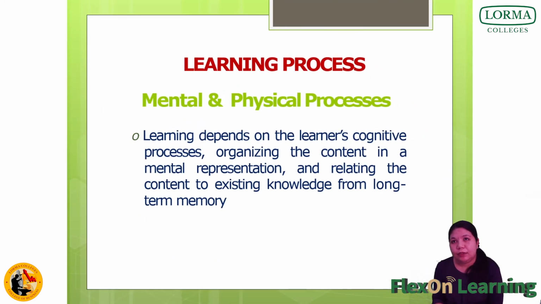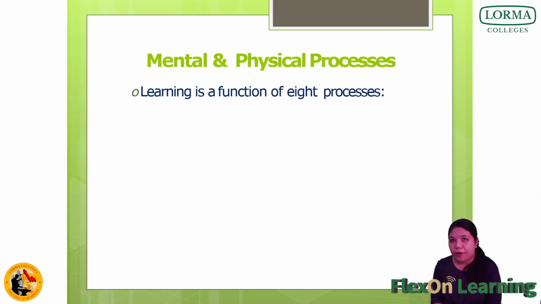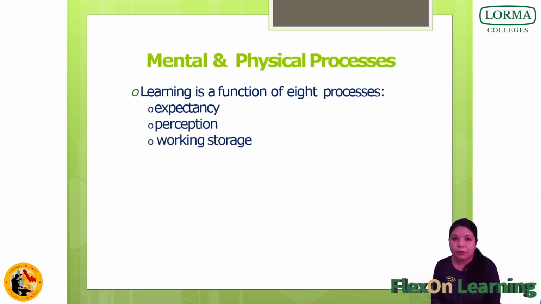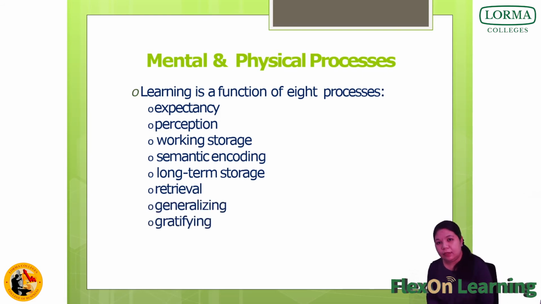Now, let's move on with the learning process. So it involves mental and physical processes. Learning depends on the learner's cognitive processes, organizing the content in a mental presentation and relating the content to existing knowledge from long-term memory. Now, learning is a function of 8 processes: expectancy, perception, working storage, semantic encoding, long-term storage, retrieval, generalizing, gratifying.